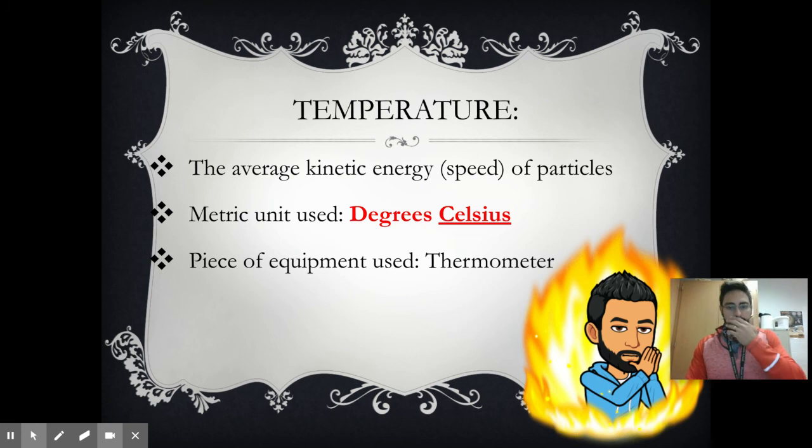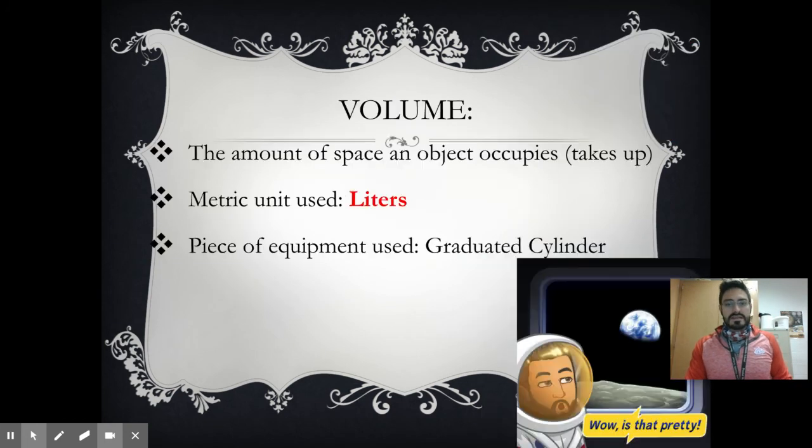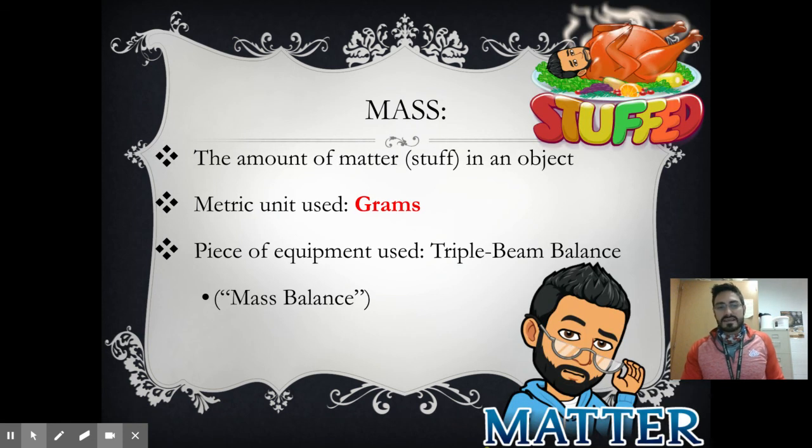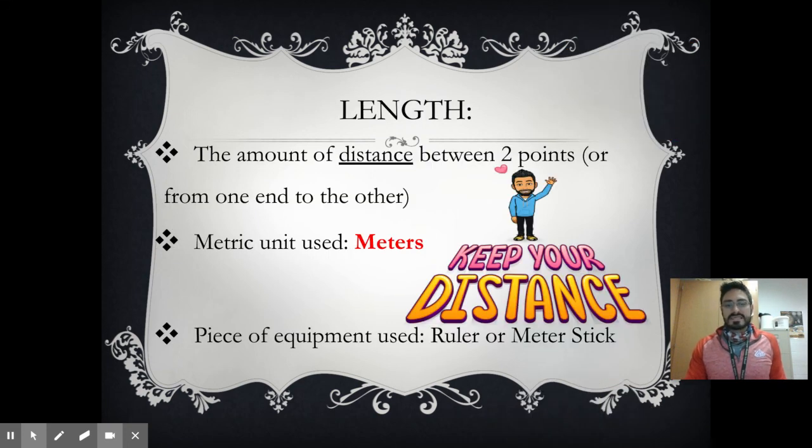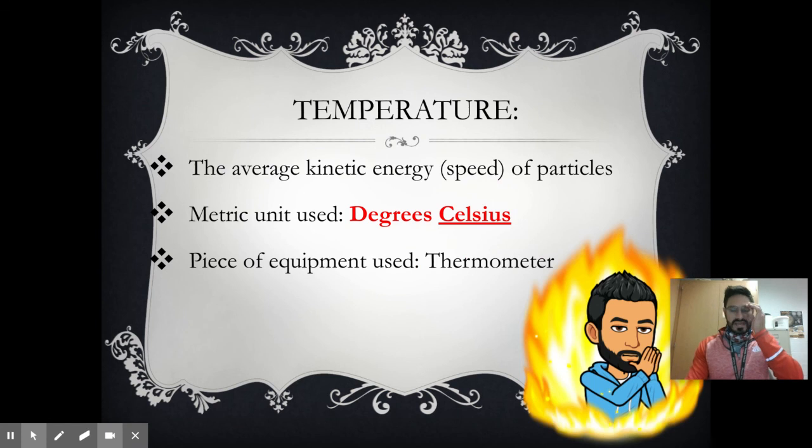Okay, so just to review these. Sorry, computer's getting a little glitchy. Just to review these. Volume is the amount of space. It's liters. It's graduated cylinder. Mass, the amount of stuff in an object. Grams, triple beam balance. Length is the distance between 2 points in meters or centimeters, and ruler or meter stick. And lastly, the temperature is the average kinetic energy or speed of particles with degrees Celsius. And we use the thermometer.